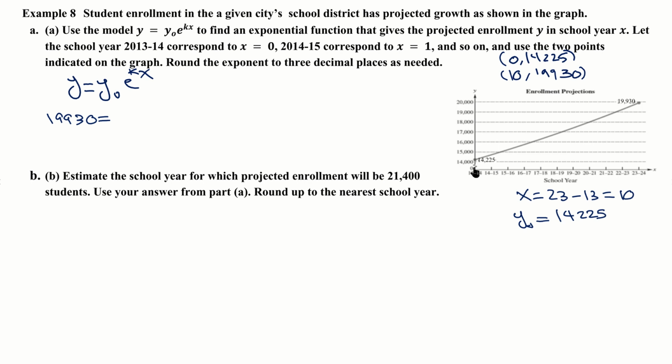And y0 is this amount, 14,225, e to the k times x, which as we discovered is 10, so 10k, right? So we get e to the 10k equals 19,930 over 14,225. Now we're going to take the ln of both sides.